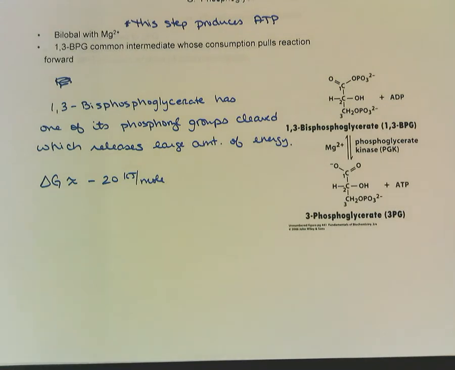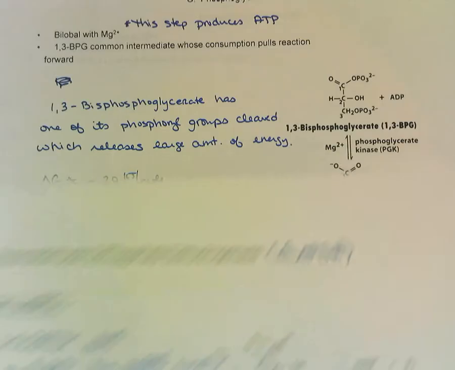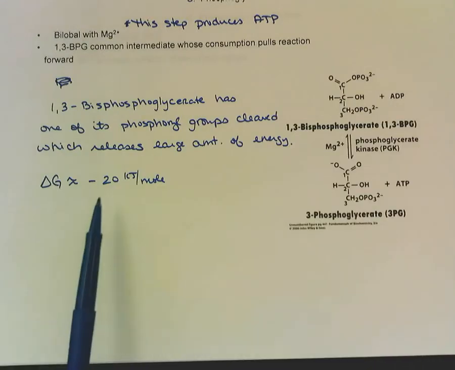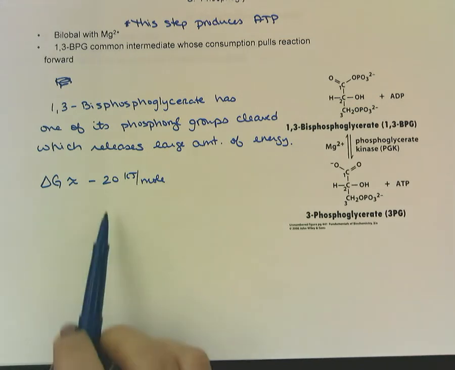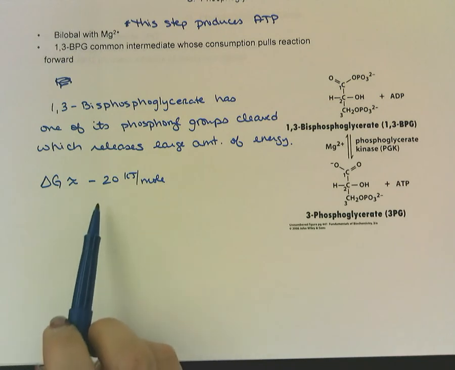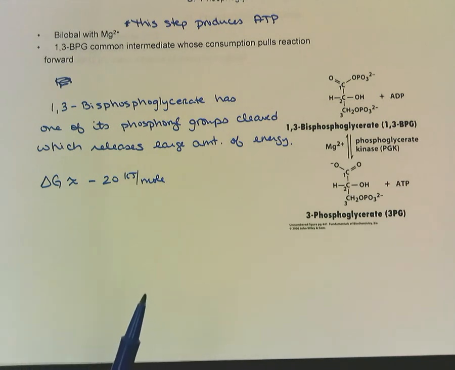So if we added those, or how would I sum those together, right? You would add them together. So +7 plus -20. So at the end of these two steps, are you still exergonic or now are you endergonic? You are still exergonic, right? This reaction has enough negative free energy to pull the previous reaction forward. So it forces that high energy intermediate to be made.